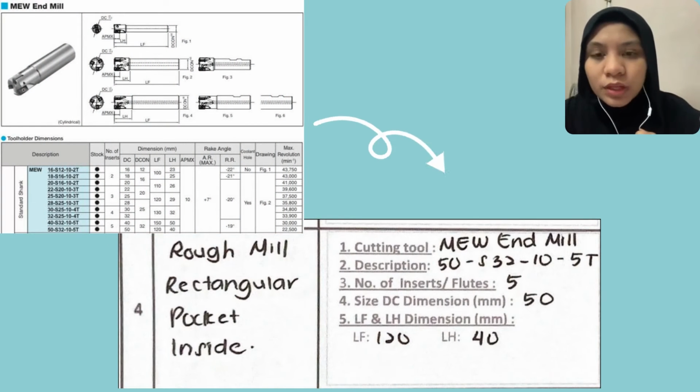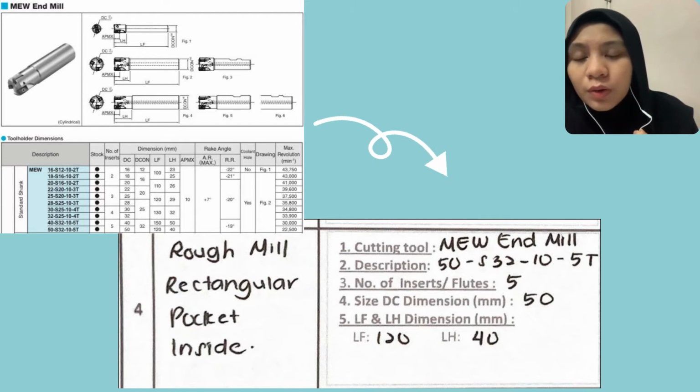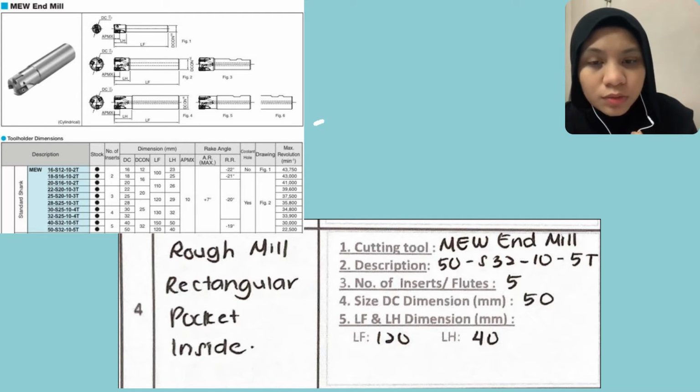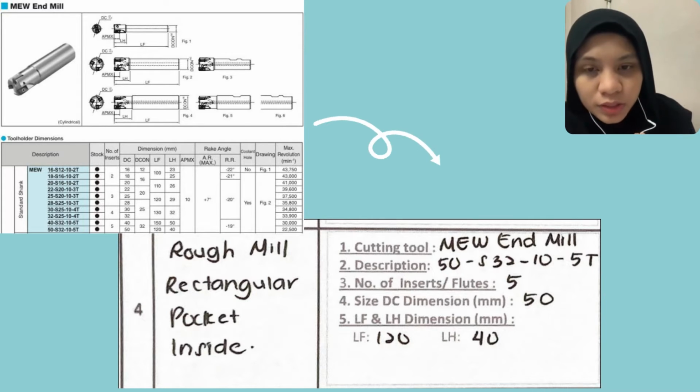Okay, based on the video I showed earlier, I will explain to you one by one how I got the answer. I will explain the fourth process of this milling operation, which is rough mill rectangular pocket insides. So that's the answer for part A of this machining process. And then we go to part B, which includes the cutting tool, description of that, number of inserts, size DC dimension, and also LF and LH dimensions.